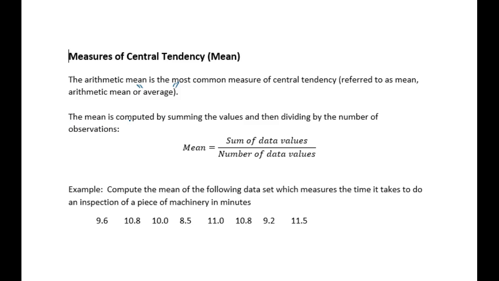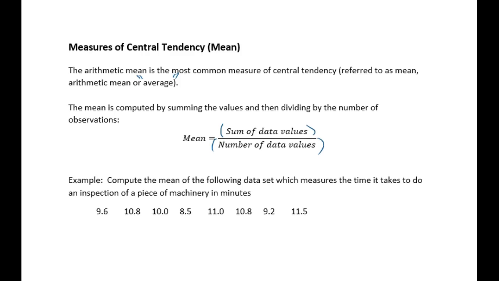So our formula for computing mean is just adding everything up. So the sum of all of our data values divided by how many we have. So it's what we typically think of as average. So let's do a computational example of that.